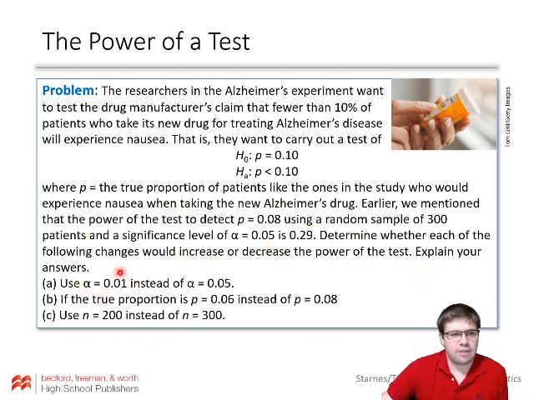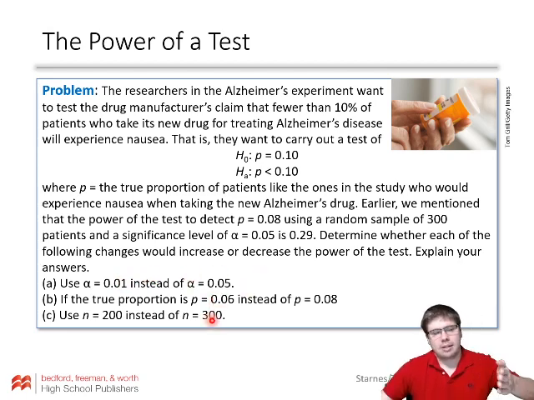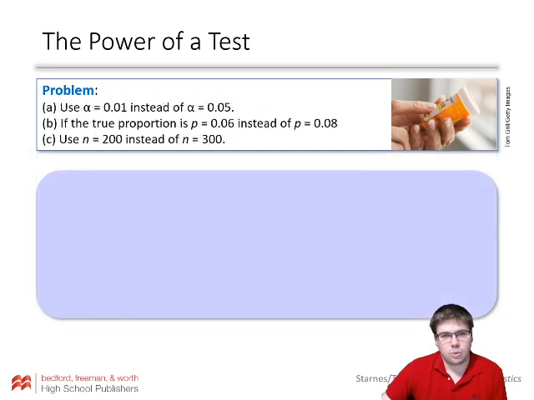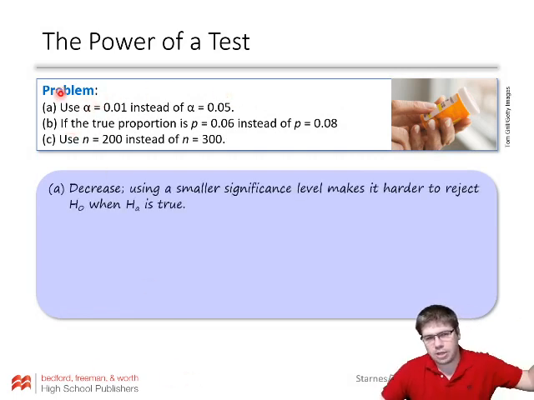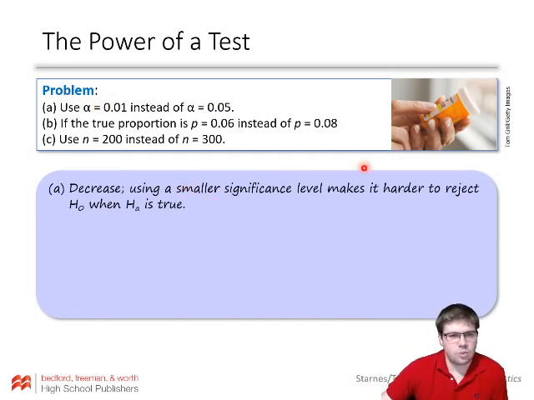So what if we used an alpha level of 0.01 instead of 0.05? We're going to need a smaller p-value to reject. And so in that case, that's going to decrease our power. If we use 0.01 instead, it's going to be harder to get a significant result. So that's going to decrease our power.